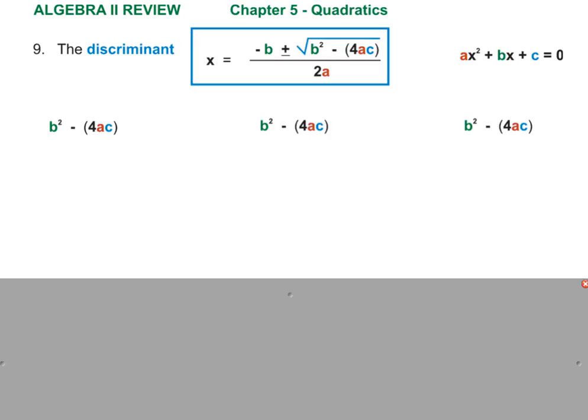All right, just a couple more. Don't forget the discriminant. What is the discriminant? The discriminant is the radicand, the b squared minus 4ac. It'll allow us to determine the types of solutions.